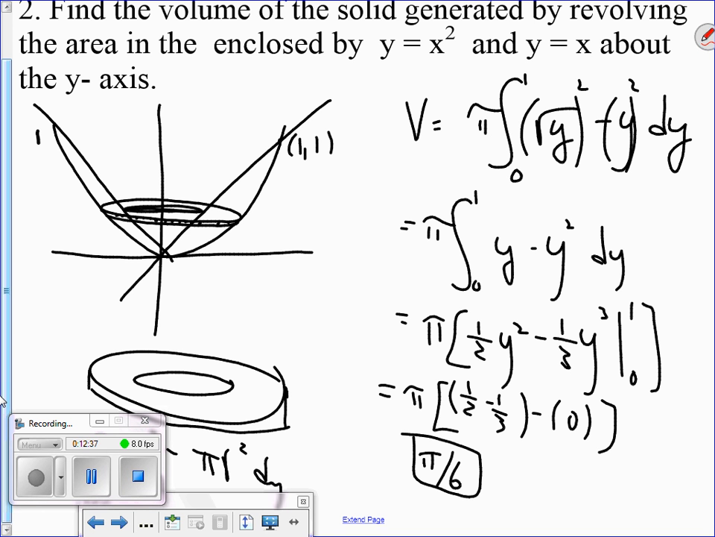What you want to do is just check that you were using the washer method, that you filled in the big R and the little r correctly, and your limits of integration are good. The answer for 2 is pi over 6.